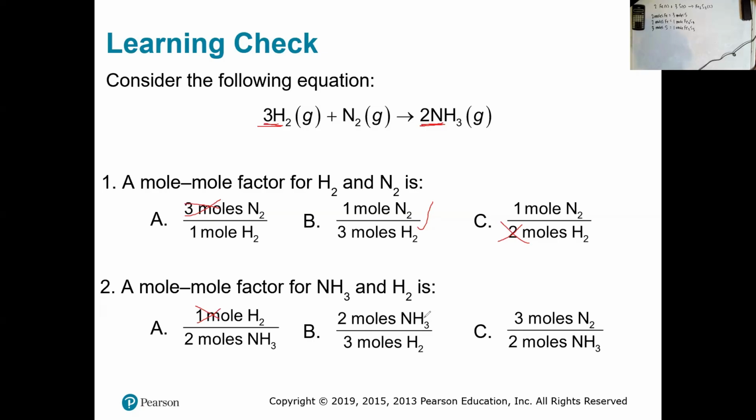Our second one, 2 moles of NH3, 3 moles of H2, that one looks good. 3 moles of N2, 2 moles of NH3. They didn't ask us about the N2, so that one's no good. All right, so hopefully that makes sense.